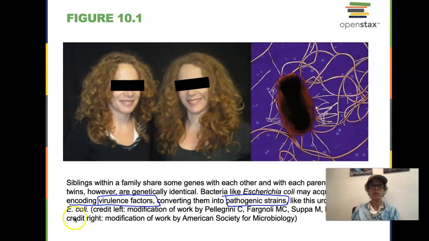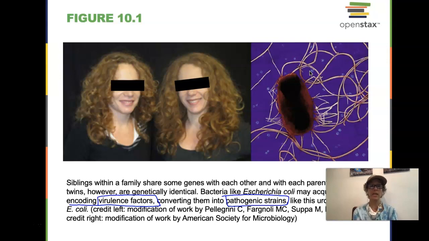We see eukaryotic organisms on the left, 2 human beings, and a prokaryotic one on the right, which is E. coli. They're used here as examples of genomes. On the left, we have identical twins. Unless you have an identical twin, there is no other human being on the planet that has the same genetic sequence as you. Their genome will be different.